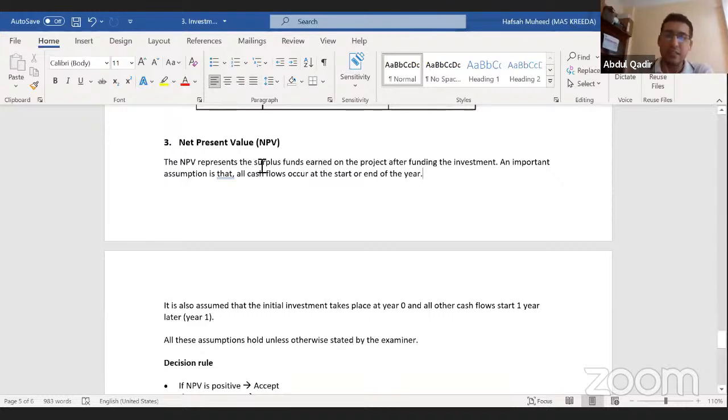So here the definition says any surplus funds. Profits is not the appropriate word; I would say surplus funds, any cash flows above your investment. Let's say you invested 1 million, and you're supposed to get cash flows of 1.5 million. Then what is your surplus? That extra 500,000 is your NPV, basically, right?